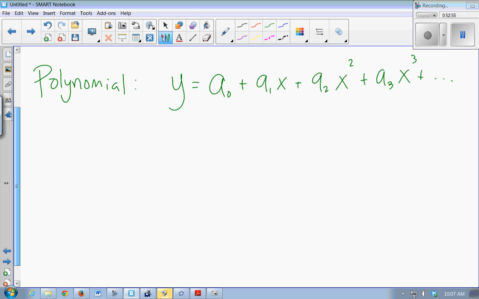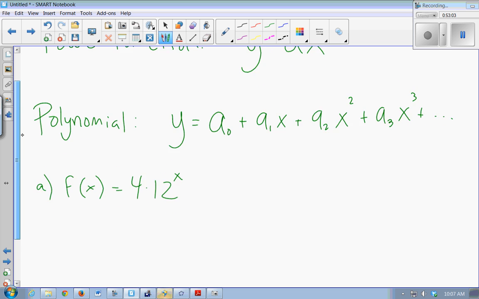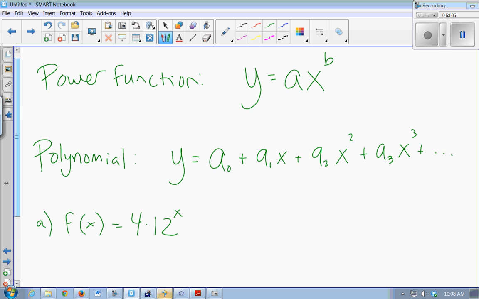So part A here, f of x equals 4 times 12 to the x. Power, polynomial, both or neither? Neither, because the variable x is in the exponent. In a power function, the x is the base, right? It's x to a constant. So this is neither. This is an exponential function.